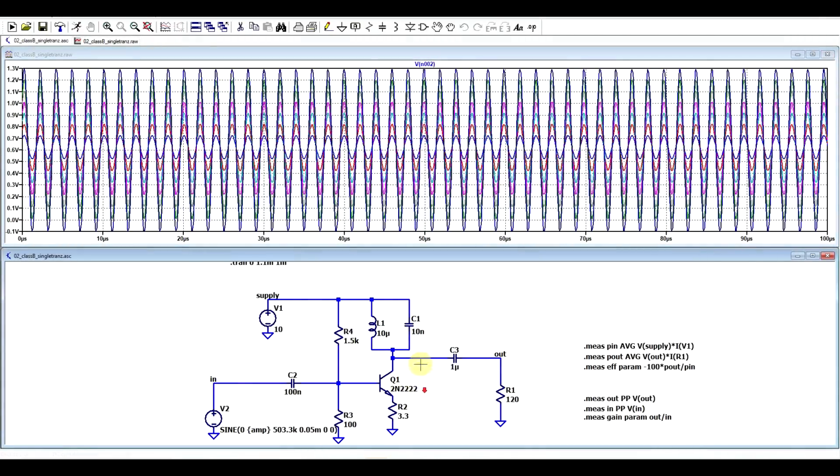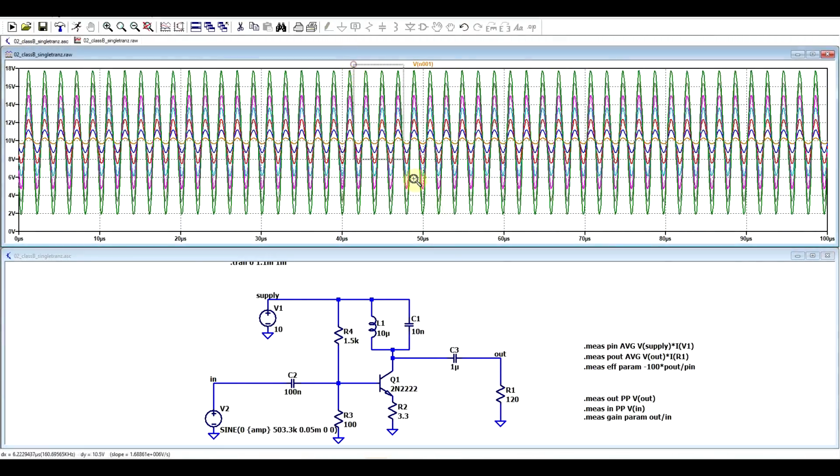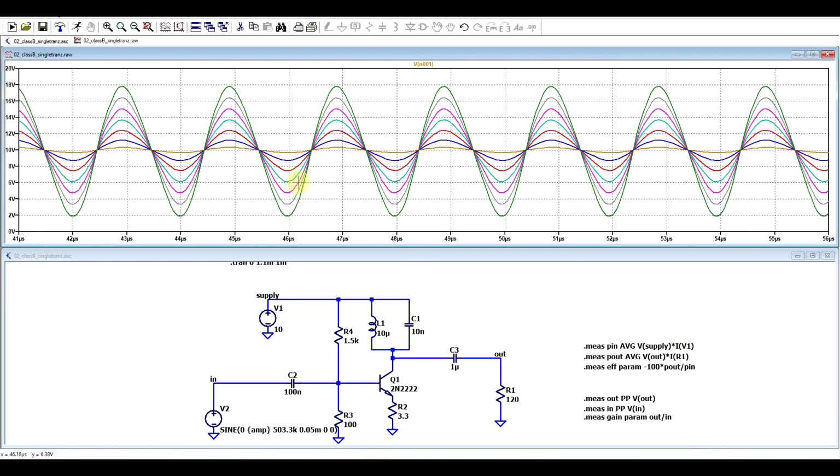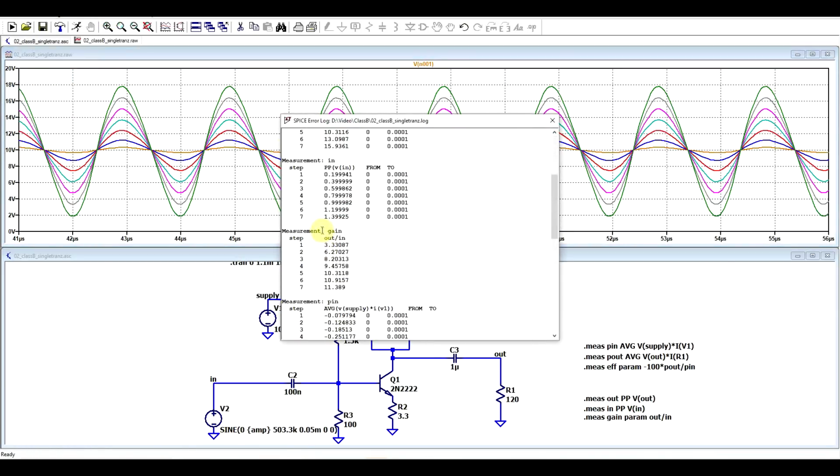So if we run the circuit, we can look at the output, we can see the multiple signals. As the input signal increases in amplitude, so does the output signal, and we can get a far better view of the exact ratio by looking into the error log. So here if we check the gain, the first one is for a signal of 0.1 volts, and the last one is for a signal of 0.7 volts.